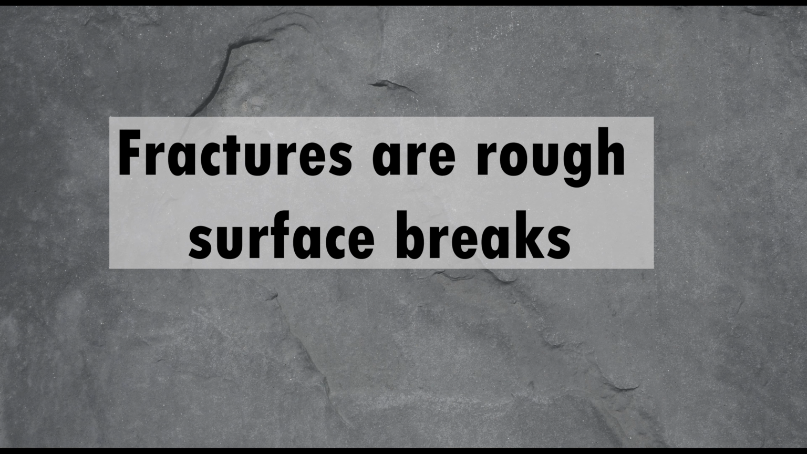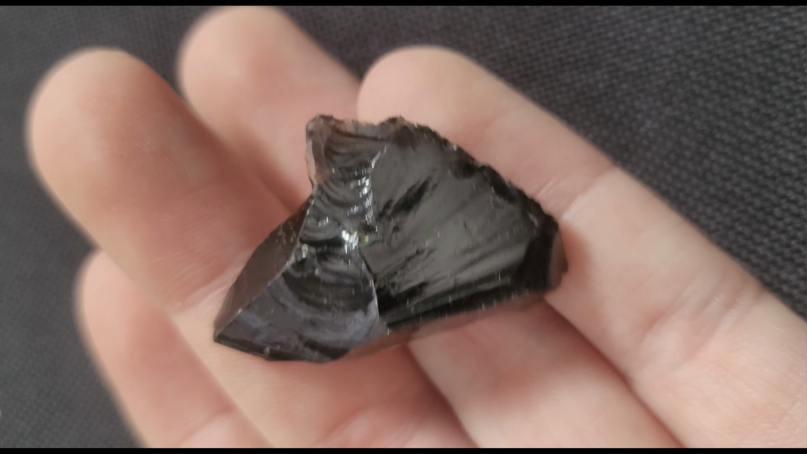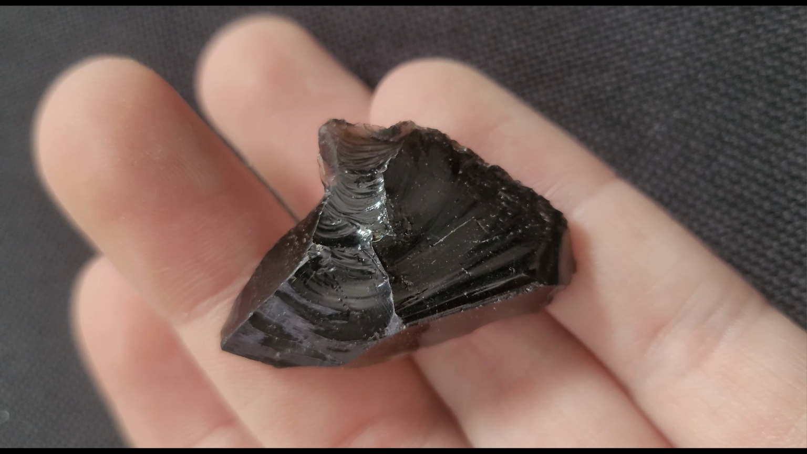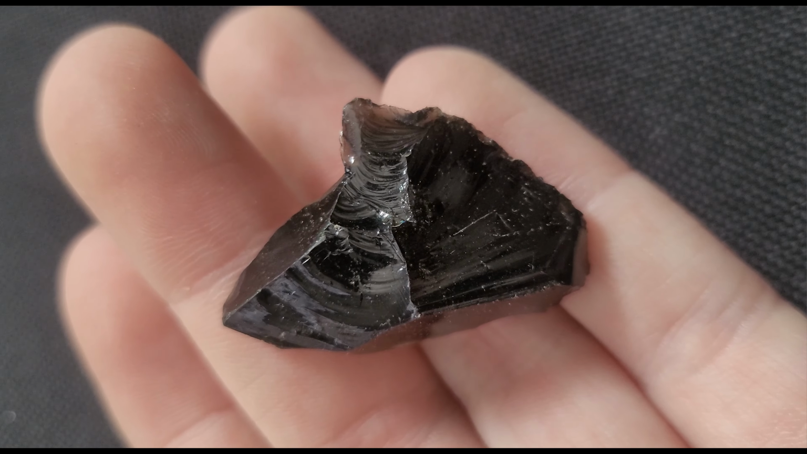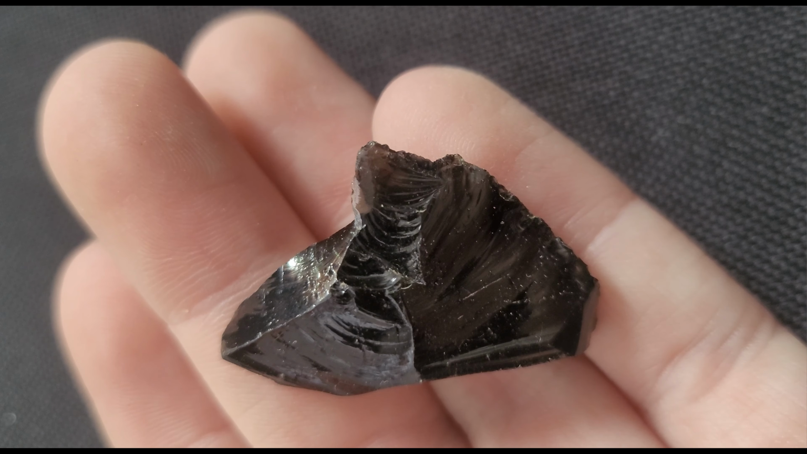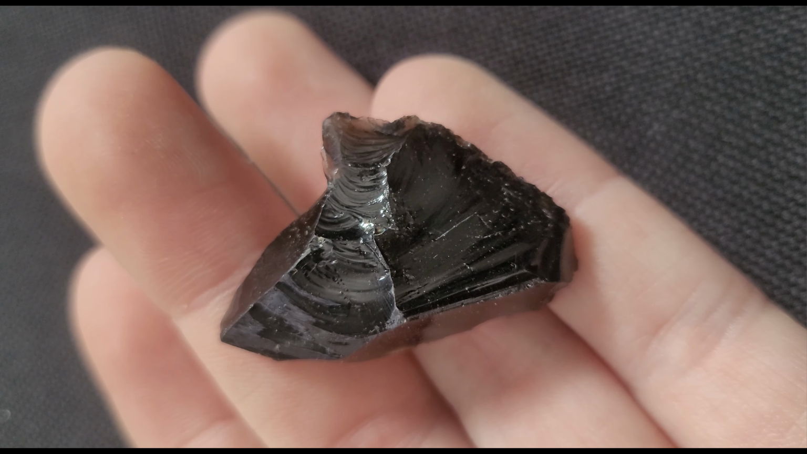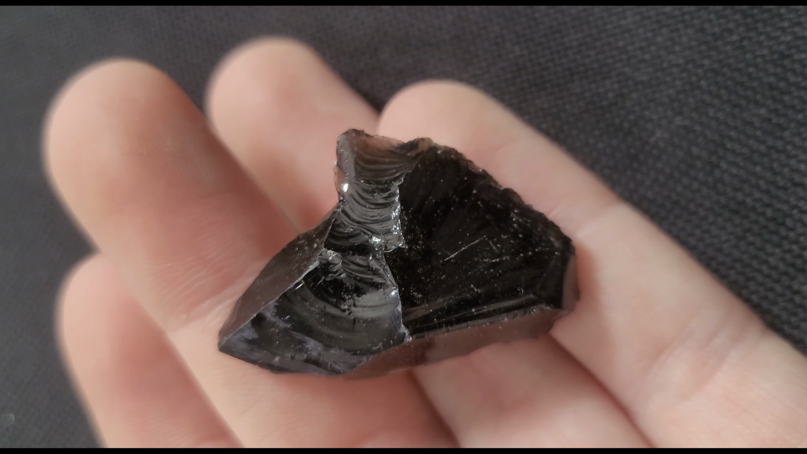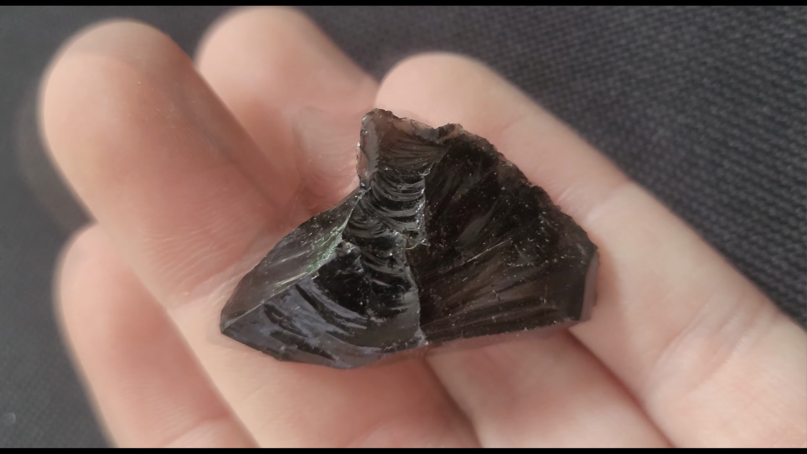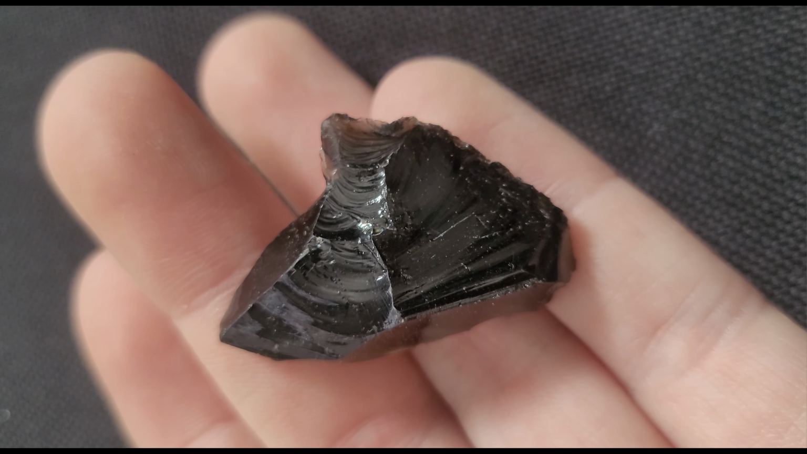Fractures are any rough surface breaks, and generally aren't super diagnostic, except in certain cases such as the mineral quartz, or the mineraloid obsidian, which both show conchoidal fracture, which are these kind of round breakpoints, like glass. And yes, obsidian is not a mineral, as it lacks a crystal lattice. Instead, it's just an amorphous lump of volcanic glass, so we call it a mineraloid instead.